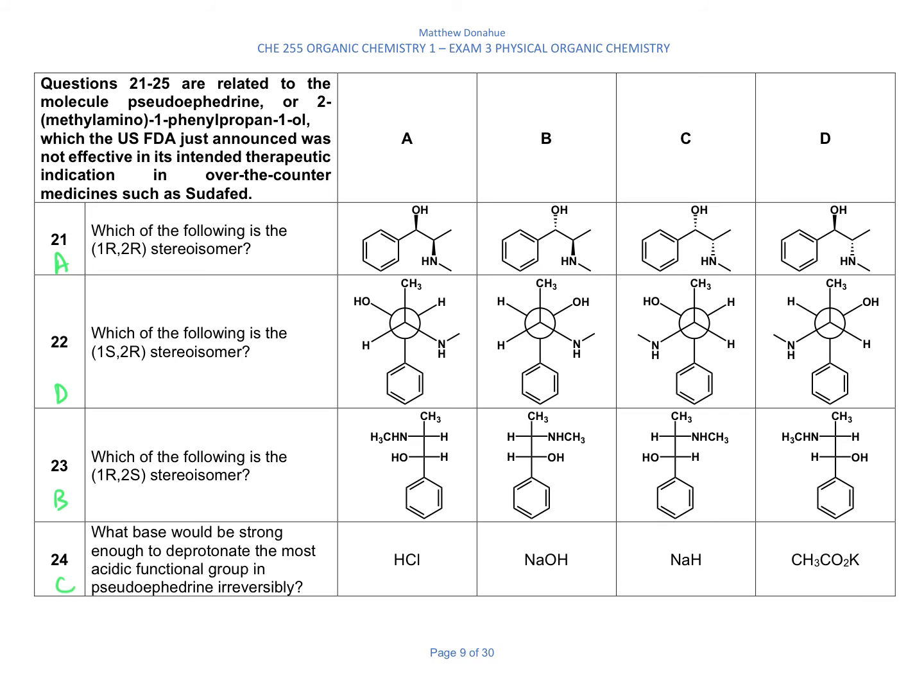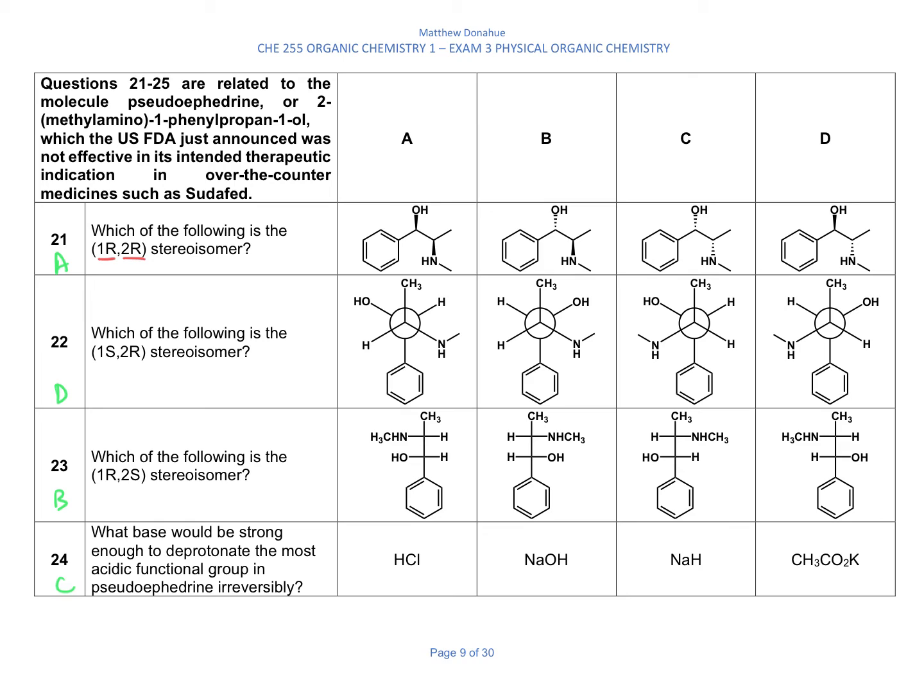So in our next run of questions, we're given pseudoephedrine and the IUPAC name 2-methylamino-1-phenylpropan-1-ol. That helps us with solving these as well, because we have these 1 and 2. The 1 is bearing the alcohol, the 2 is bearing the amine in terms of the chain. And so it says, of the zigzag drawings here, which one is 1R, 2R? So let's just start with A.